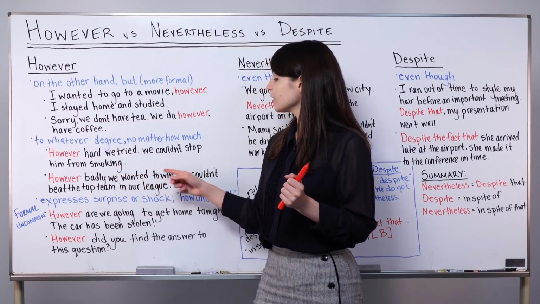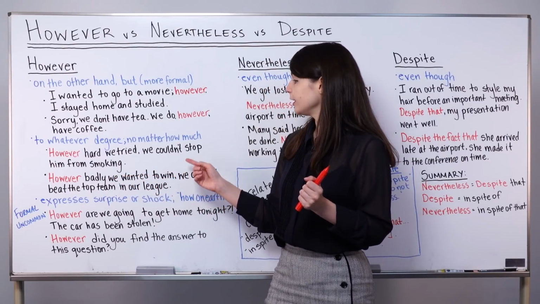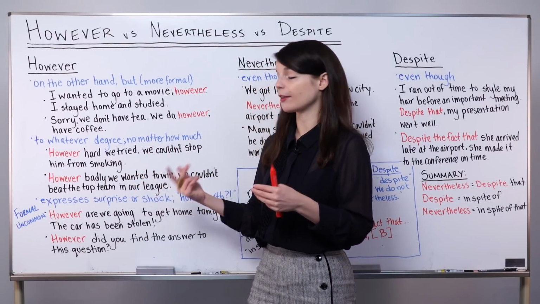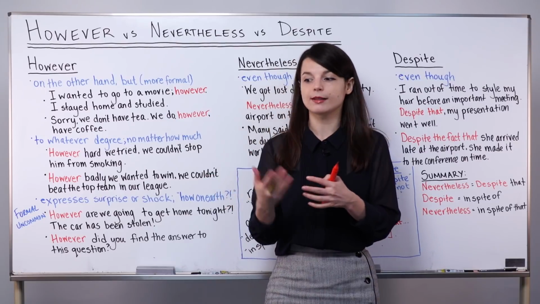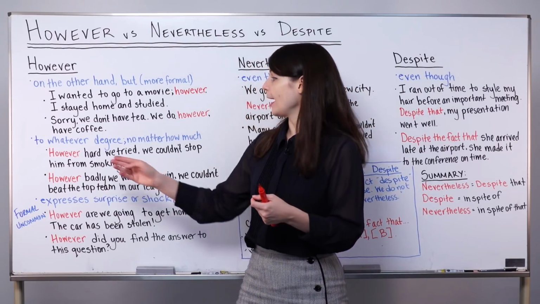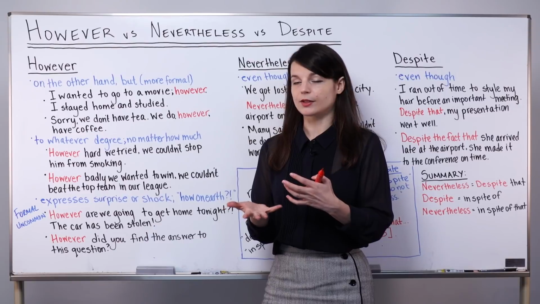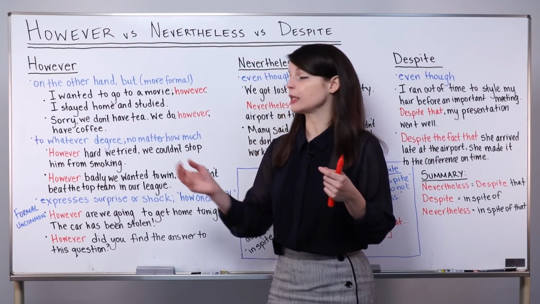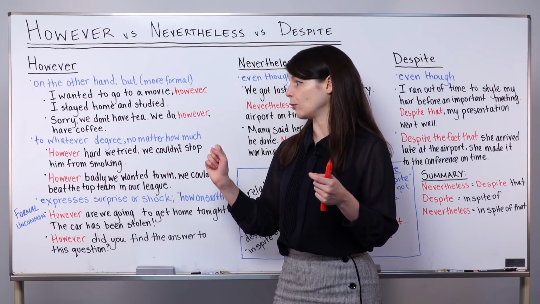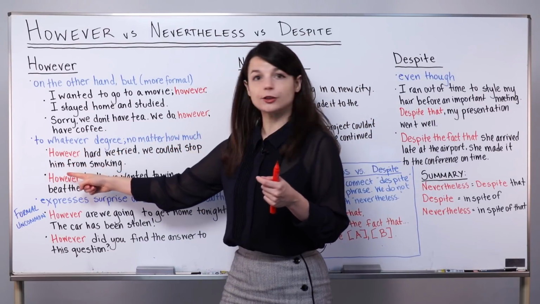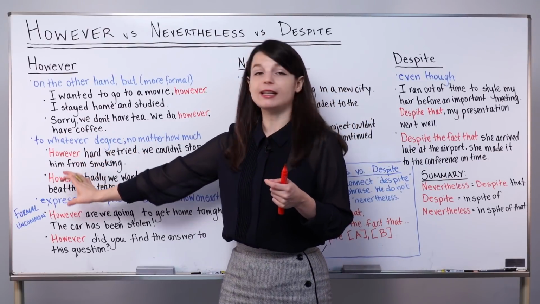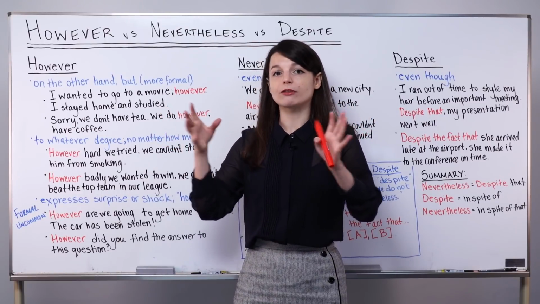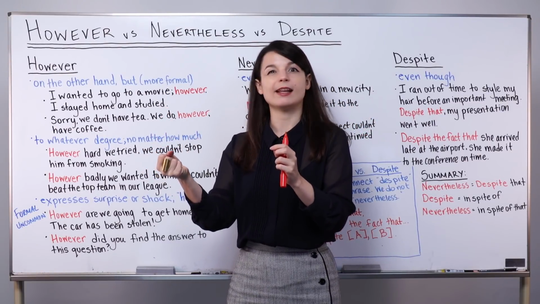Same thing in the second sentence. However badly we wanted to win, again past tense, we couldn't beat the top team in our league. So no matter how much we wanted to win is another way to say this. So no matter how much might sound a little bit more casual. However, using however in this way sounds a little bit more formal. So if you want to express something in a more polite way, you could use however instead of no matter how much. You'll notice here, however is positioned at the beginning of these expressions. So it's like your no matter how much statement, however comes at the beginning of that. We don't see it at the end.